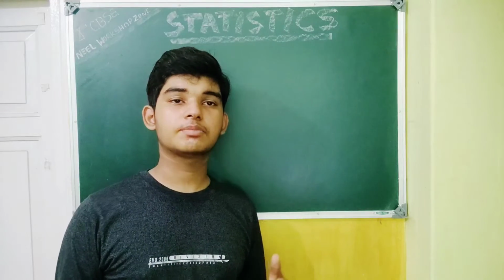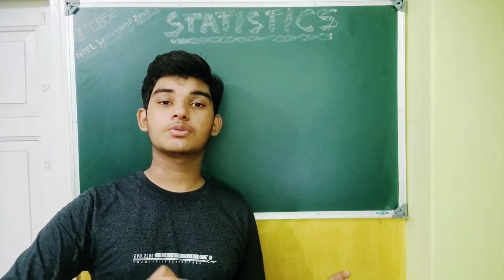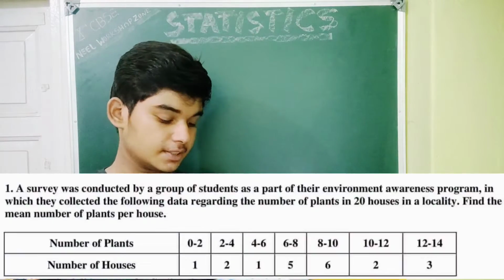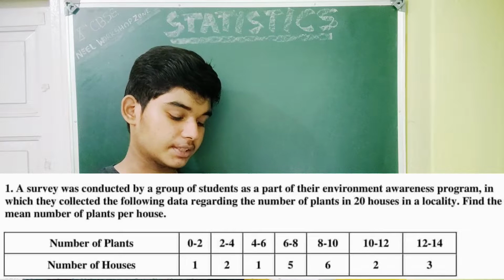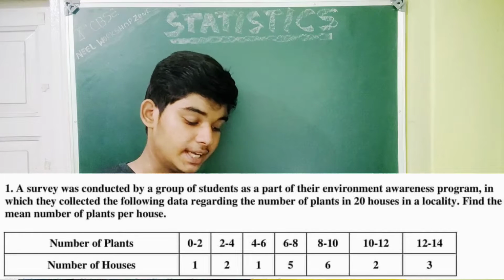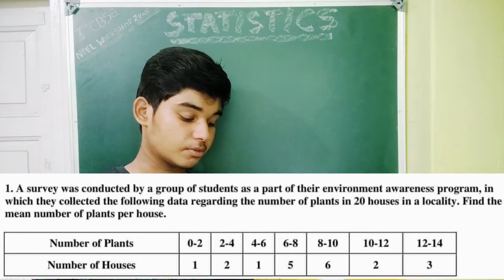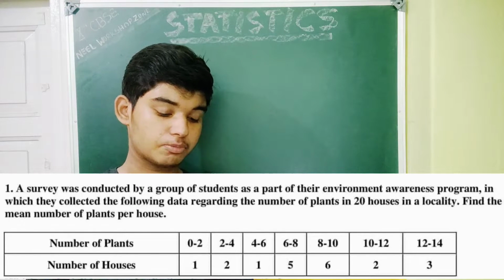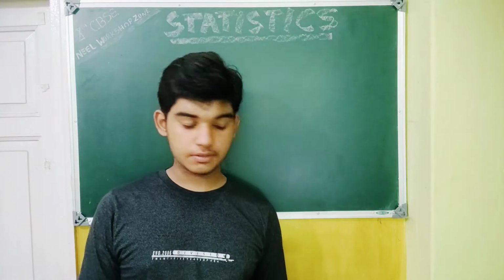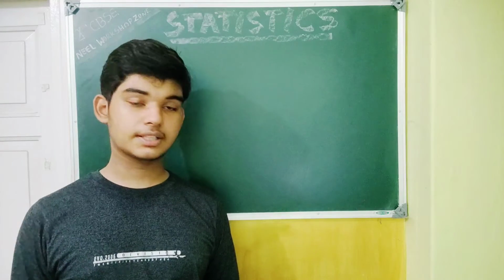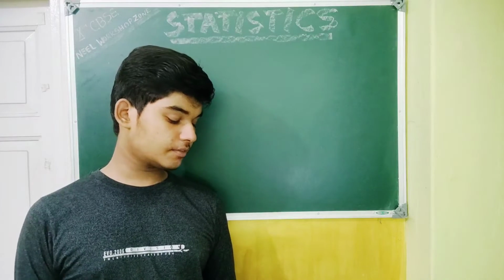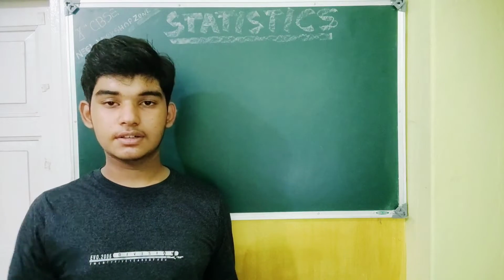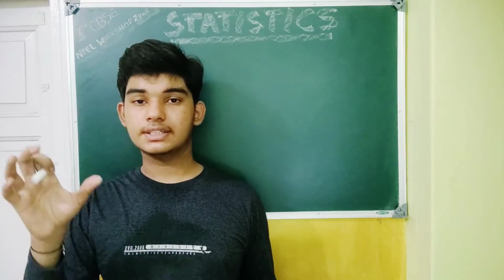So for example, let me solve a sum for you to understand how this method works. So let's do a sum. A survey was conducted by a group of students as a part of an environment awareness program in which they collected the following data regarding the number of plants in 20 houses in a locality, and find the mean number of plants per house. To put it in simpler words, basically a survey was conducted by a group of students, and in that survey they went to 20 houses and checked in each house how many plants each house was growing.